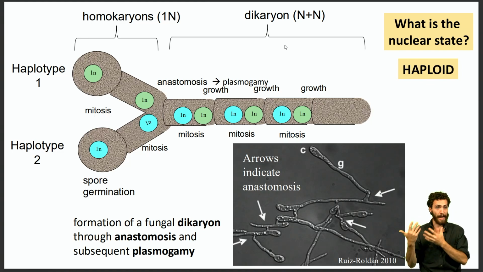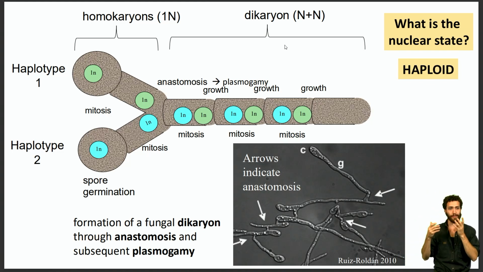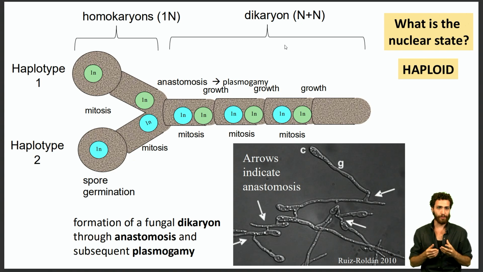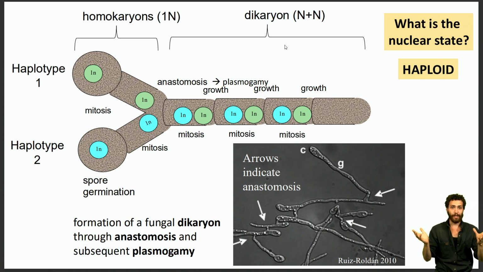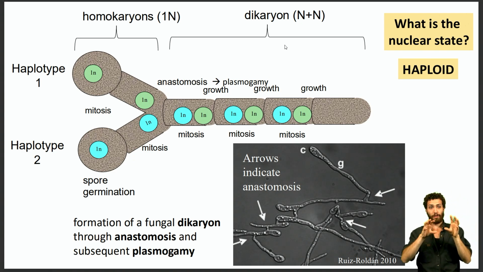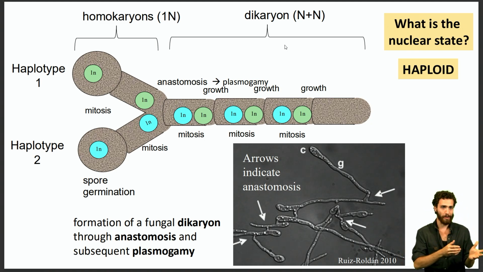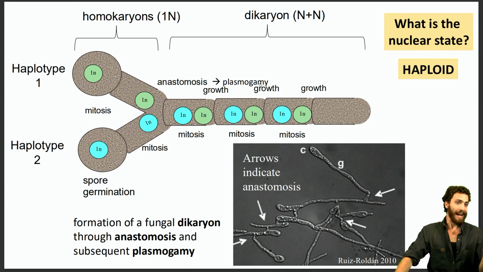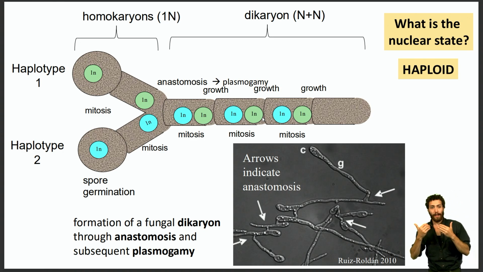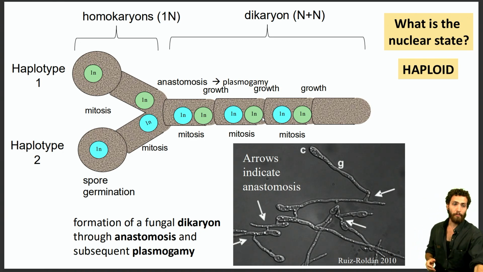This dikaryotic phase is unique among fungi to the Ascomycetes and the Basidiomycetes. This is actually a synapomorphy. This joins this monophyletic clade together. So Dikarya is the clade comprised of Ascomycetes and Basidiomycetes, or Ascomycota and Basidiomycota. Both are capable of going through anastomosis and plasmogamy and forming a dikaryotic cell and a dikaryotic hypha. This is important because this is the step that occurs before karyogamy, which you'll see down here.